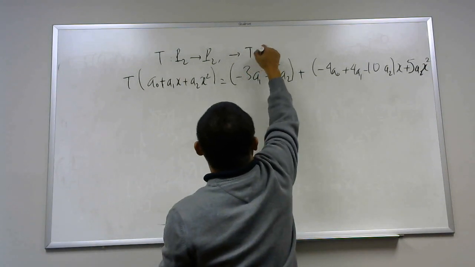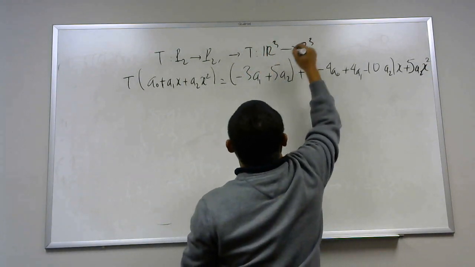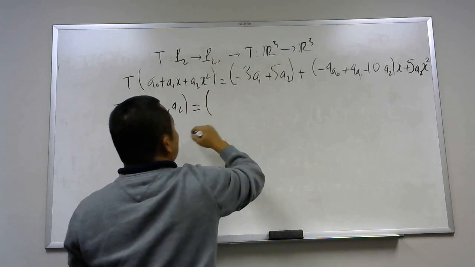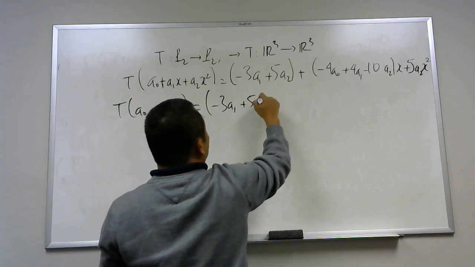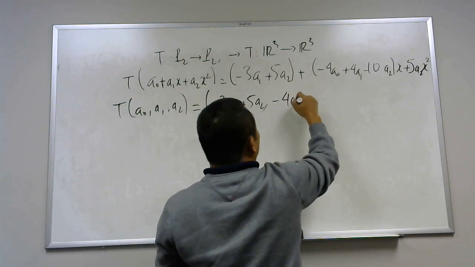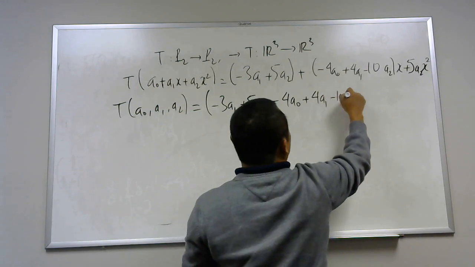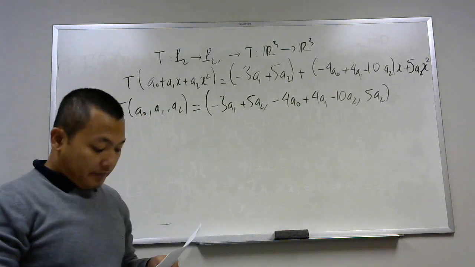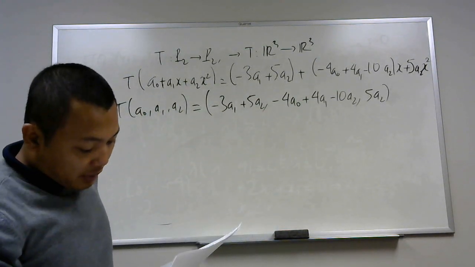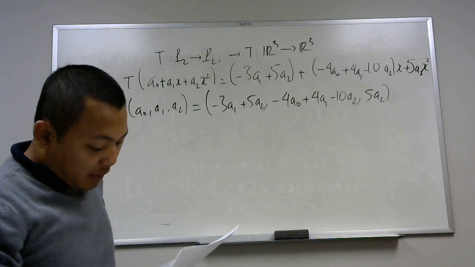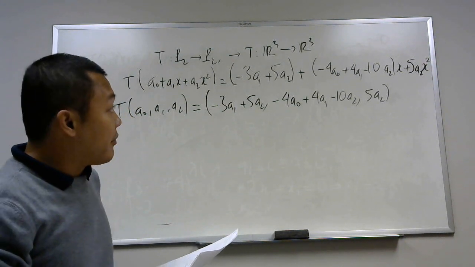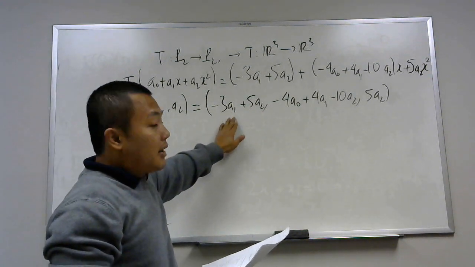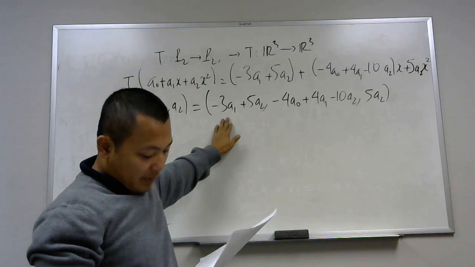So I can say T is from R3 to R3, and T of (a0, a1, a2) is equal to (-3a1 plus 5a2, -4a0 plus 4a1 minus 10a2, 5a2). Right? So this problem asks us to find all eigenvalues of this linear transformation. That means we have to find the eigenvalues of the matrix for this linear transformation.